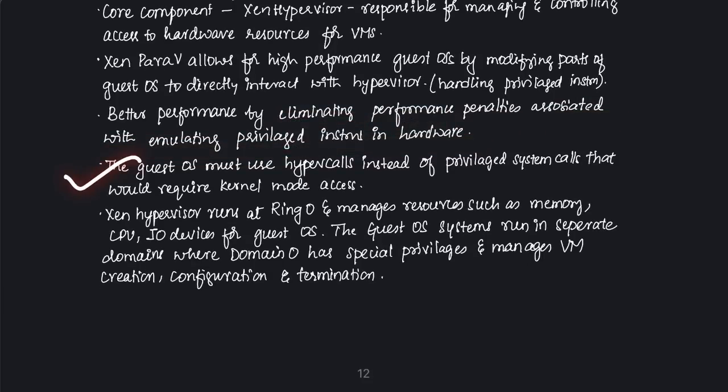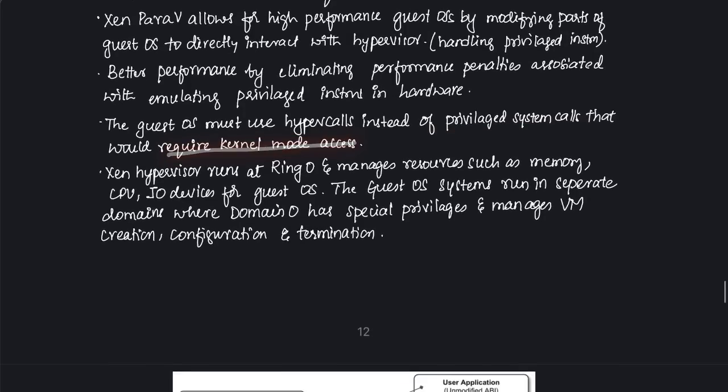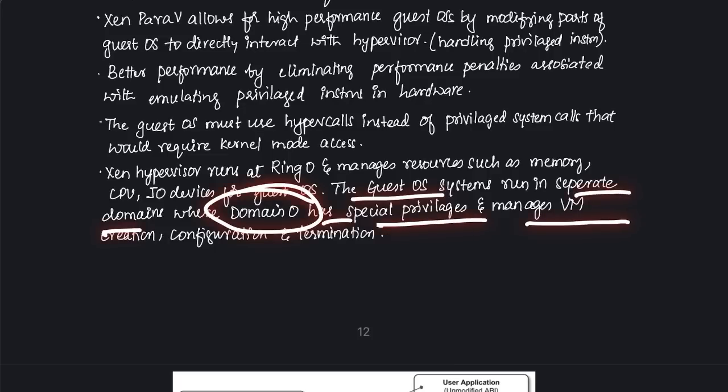Here the guest operating system must use hypercalls instead of privileged instructions that would require kernel mode access. So the Xen hypervisor runs at ring 0 and manages resources such as memory, the CPU, and IO resources for the guest operating system. The guest operating system runs in a separate domain, where domain 0 has special privileges and manages virtual machine creation, configuration and termination.